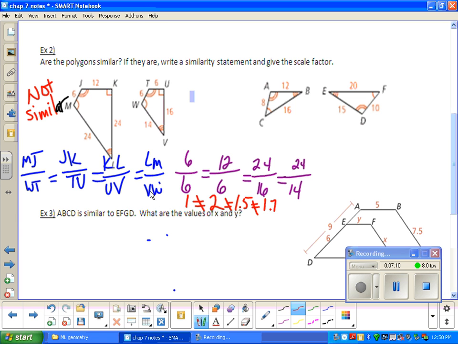Okay, so they are not similar. So we want to do the same thing for the next one, for these two triangles here. I want to go ahead and look at the angles. I have congruent marks, so I know that's first, yes. The second thing is I need to go ahead and write my extended proportion of the ratios.